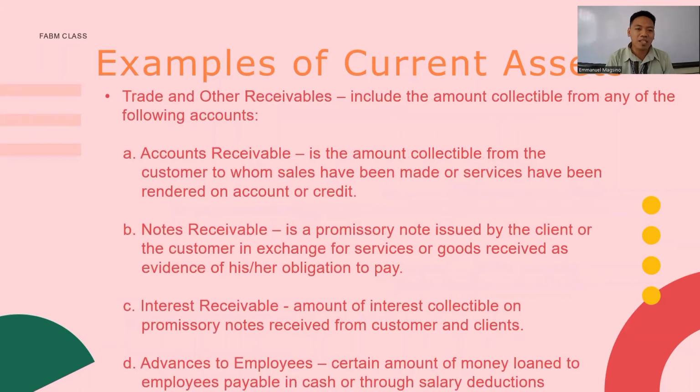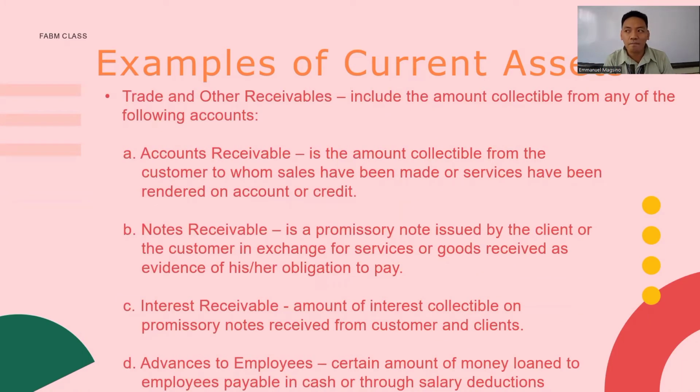Okay. We have trade and other receivables. Okay, these include the amount collectible from any of the following accounts. So letter A is accounts receivable. When we say accounts receivable, it is the amount collectible from the customer to whom sales have been made or services have been rendered on account or credit. Next, notes receivable. This is a promissory note issued by the client or the customer in exchange for services or goods received as evidence of his or her obligation to pay.